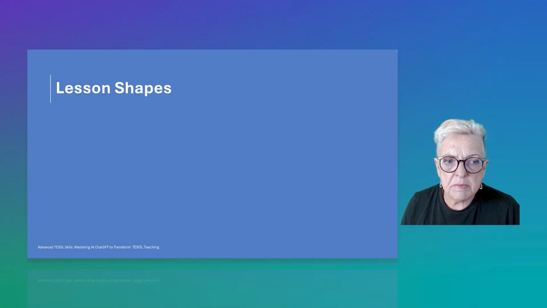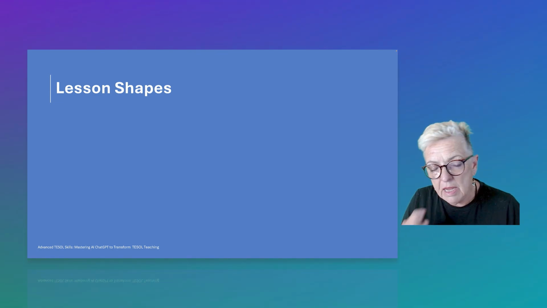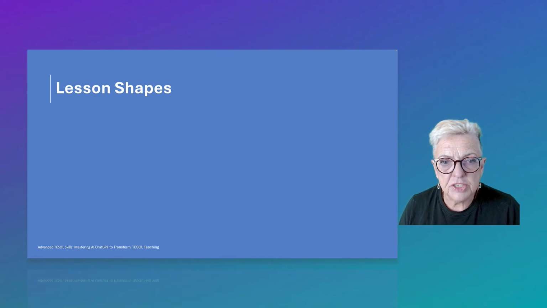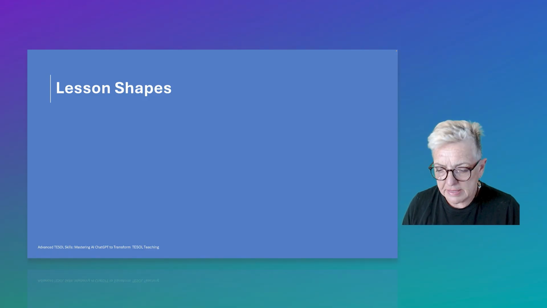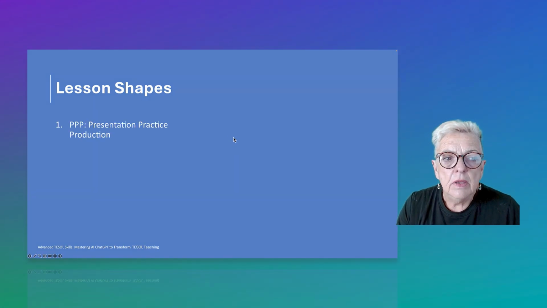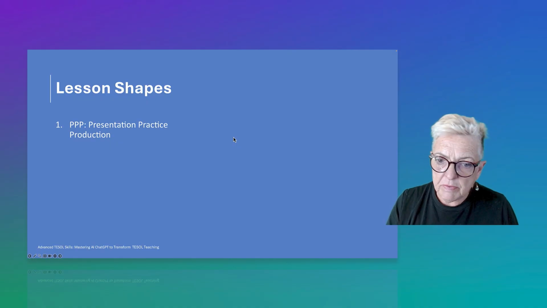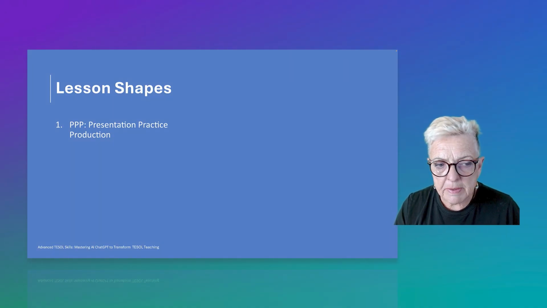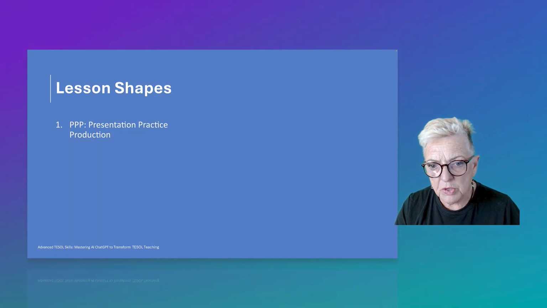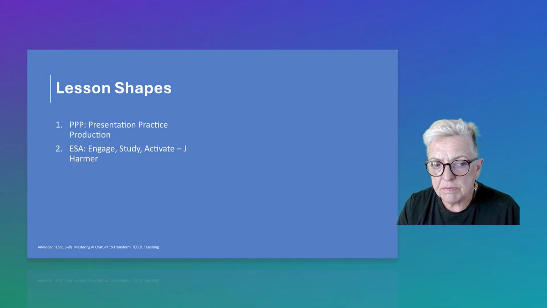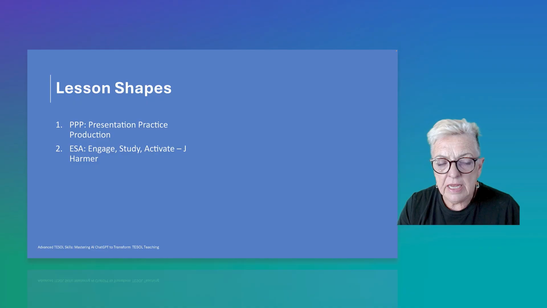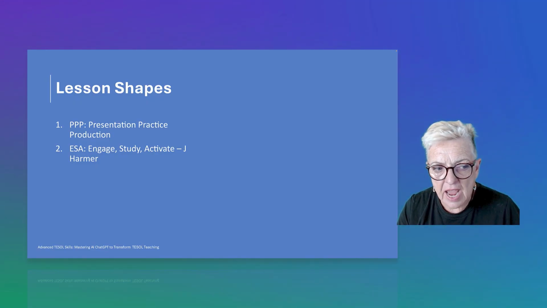We just touched on this before about knowing the lesson shapes. If you can state the shape of the lesson that you want, you'll get a much better prompt. So we've got the classic, we've touched on this a bit before, so we won't spend too long on it, but I will show you how you can check. So PPP: presentation, practice and production. ESA from Jeremy Harmer: engage, study, activate.